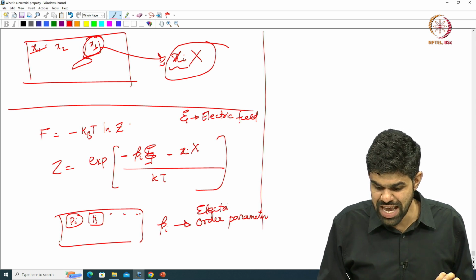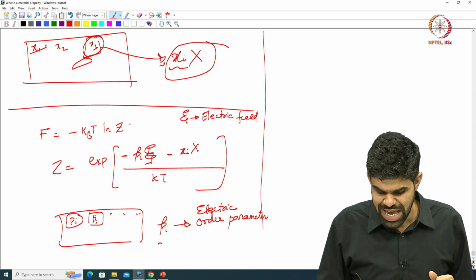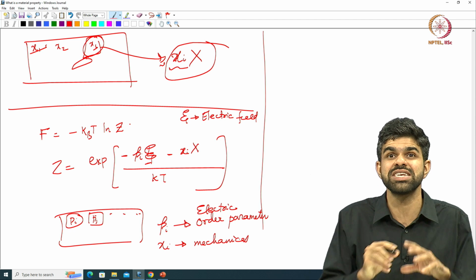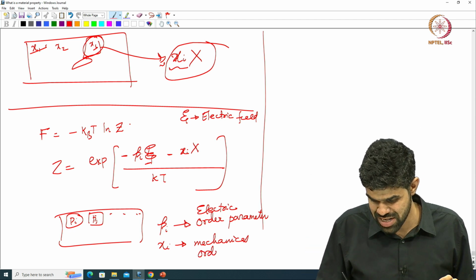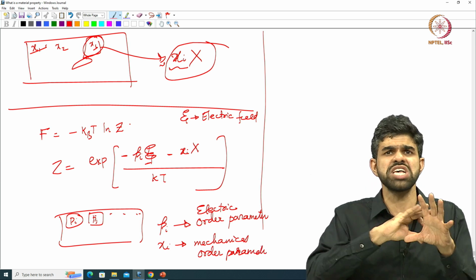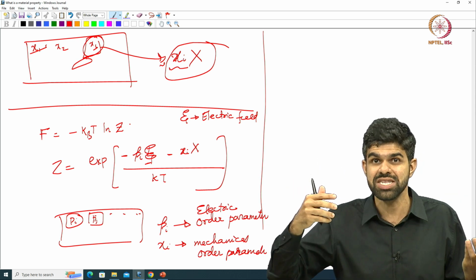So, this is the dielectric or electric order parameter. Xi is a mechanical order parameter. All the microstrains for different regions in my solid are mechanical order parameters, right. And this order parameter can be exactly the same everywhere, or it can keep changing from region to region. That is why I have microstrains, right.